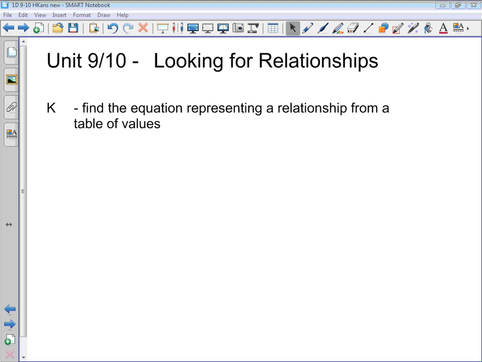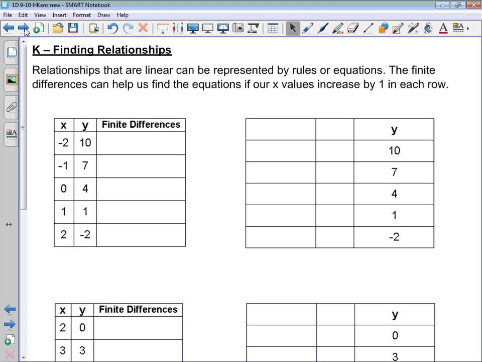Okay, this is Unit 910, looking for relationships, and we're working away here in Box K, trying to find relationships. What we want to be able to do by the end of this lesson is to find the equation representing a relationship if we are given a table of values. Okay? And this is going to draw on some of the skills that we learned in Box 8, where we were working with finite differences.